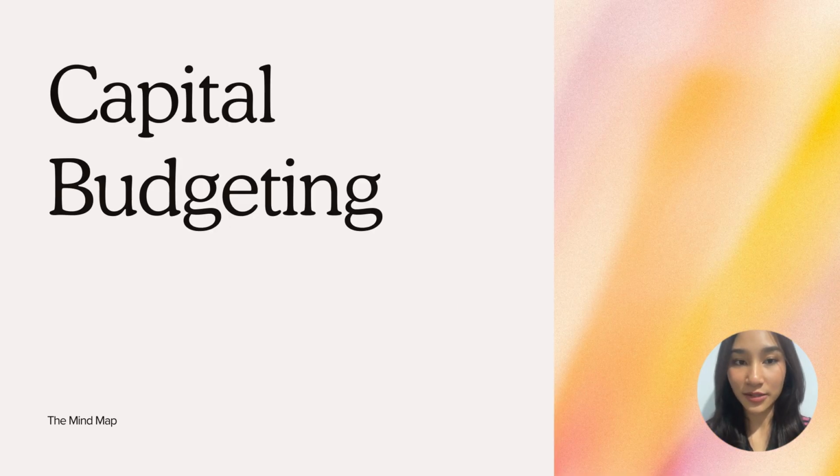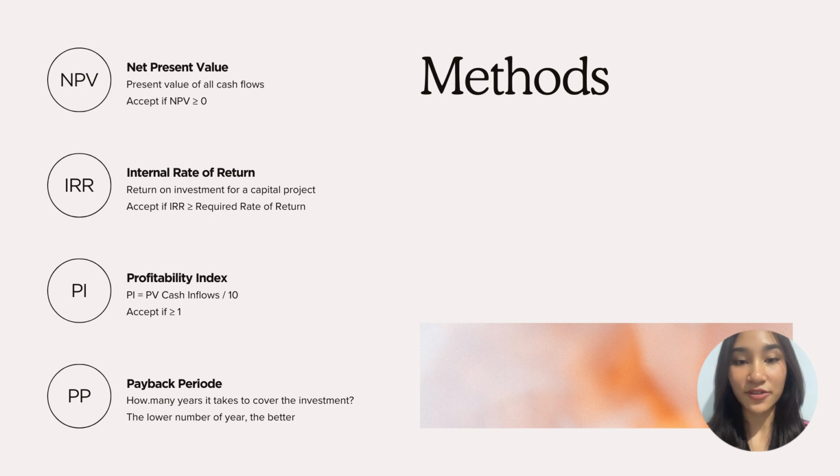Next is the crucial planning process for long-term investment. Capital budgeting, the strategic planning process for investing in long-term assets. And when it comes to making this investment decision, we have several methods at our disposal. We consider methods such as net present value, internal rate of return, profitability index, and payback period.